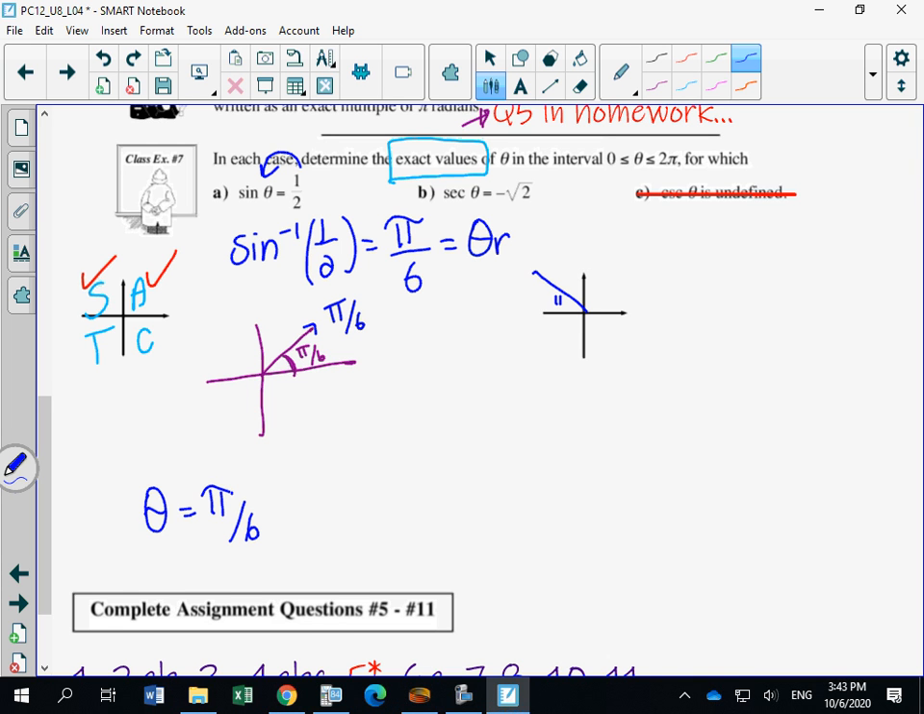If this is pi over 6, if that's my reference angle, what is this rotational angle here? We know that this is pi, and it's going to be pi minus pi over 6. So let's get common denominators. Multiply both numerator and denominator by 6, and I will have 6 pi minus 1 pi. That's going to be 5 pi over 6. So this rotational angle is 5 pi over 6, and that's my second answer.